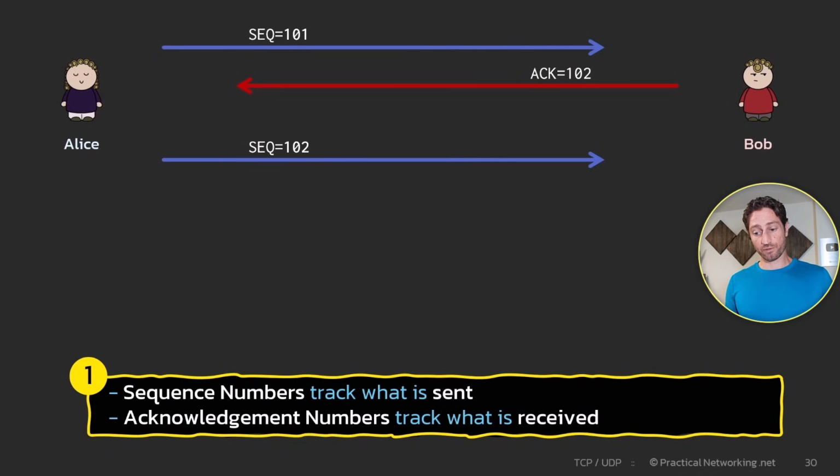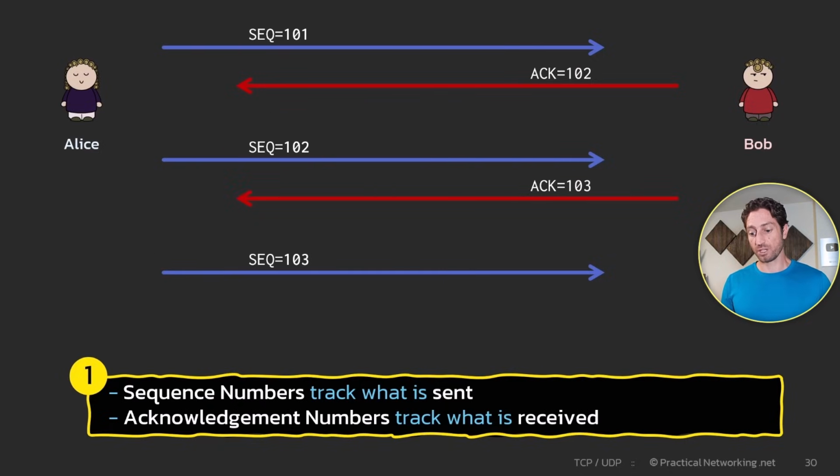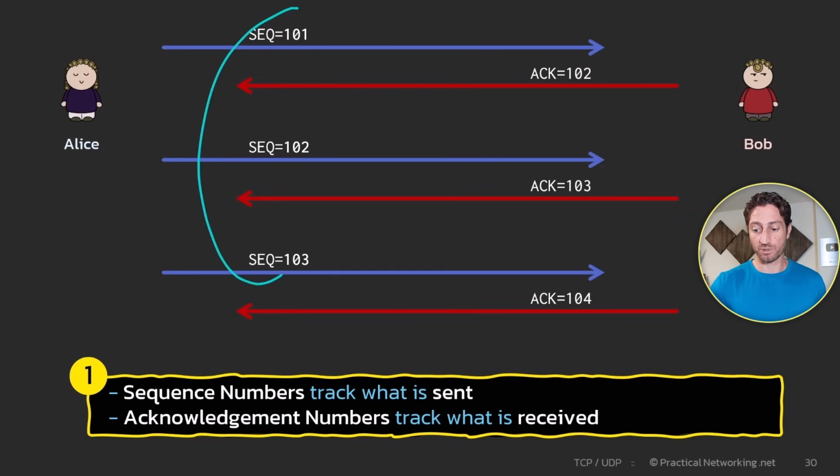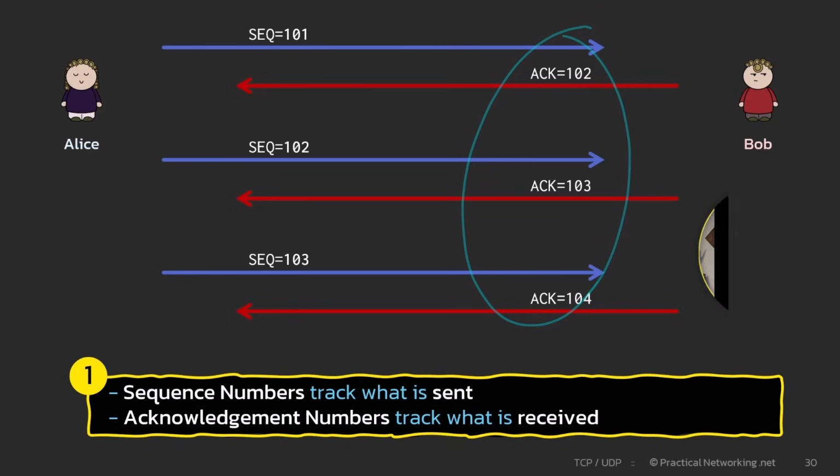Then Bob, to confirm receiving this packet, will send another acknowledgement, this time including the number 103 in the acknowledgement number field. This will prove to Alice that this packet was received. And Alice will continue sending another packet, this time labeling it with sequence 103, which will allow Bob to confirm reception of that packet by acknowledging it with an acknowledgement number of 104. So that is the basic premise behind the sequence number and the acknowledgement number. Notice that the sequence number is tracking what is sent, and the acknowledgement number is tracking what is received.